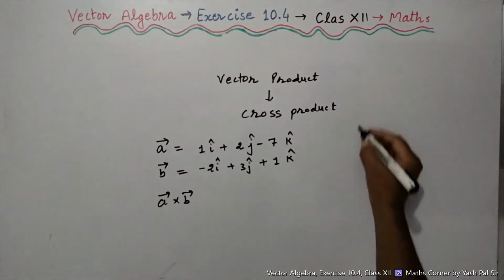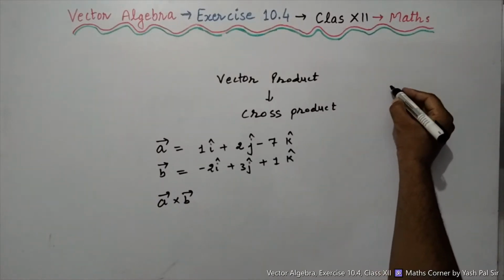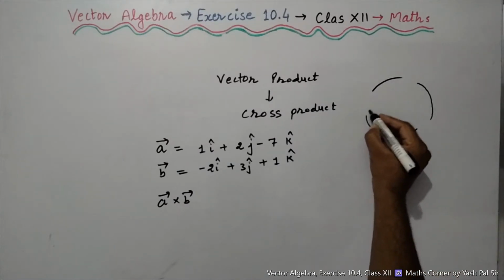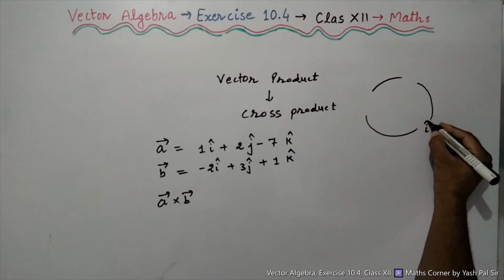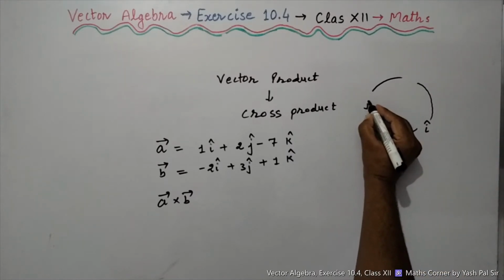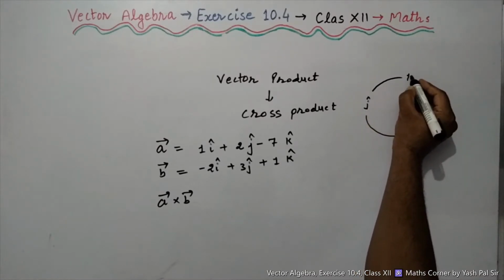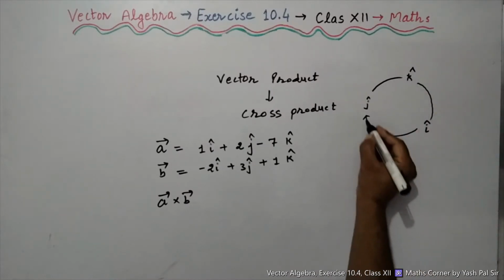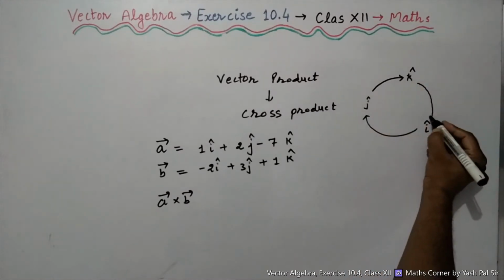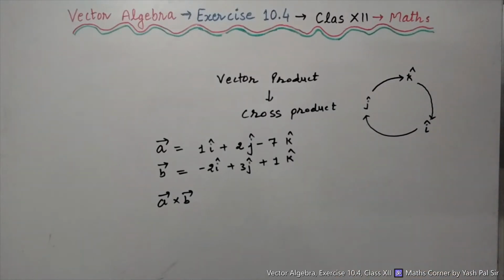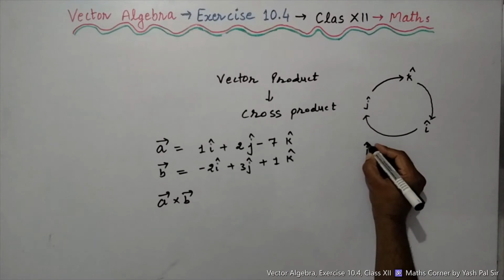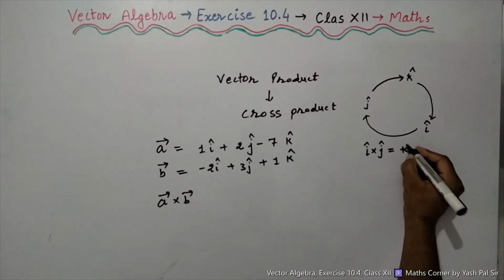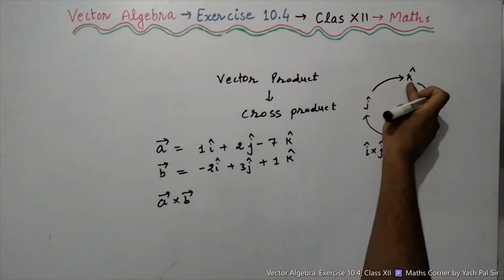Here, the very first basic thing is the cyclic order in a circle. Suppose here we have I. After I comes J. After J comes K. Right? So after I we have J, after J we have K, after K again we have I. So I cross J is equal to K.